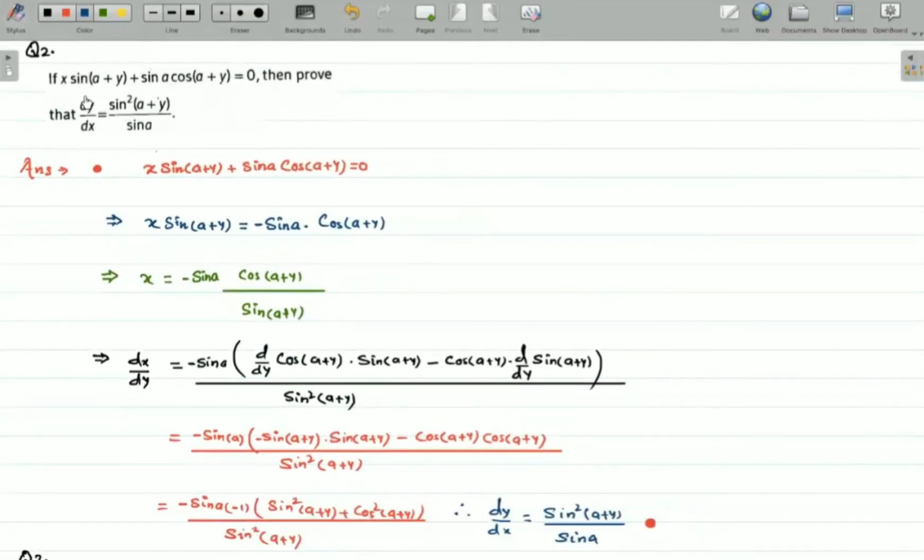Now let's see the second numerical here. If x into sine (a plus y) plus sine a into cos (a plus y) is given as 0, then you have to prove that dy by dx will be equal to sine square (a plus y) upon sine a.